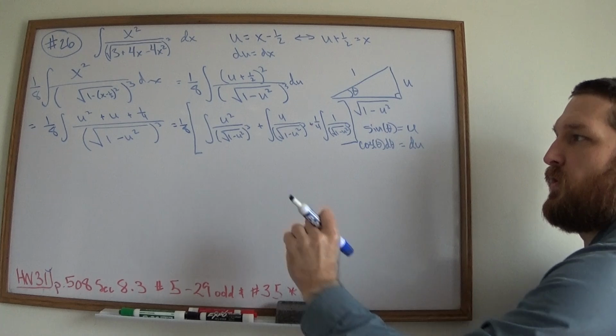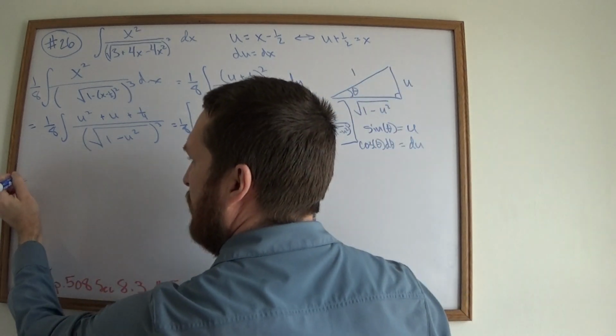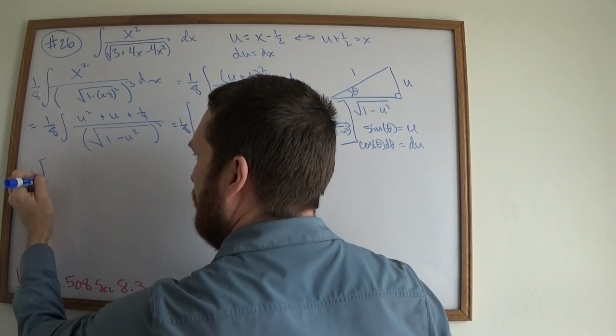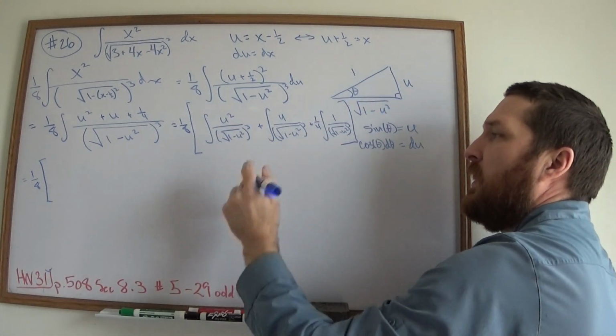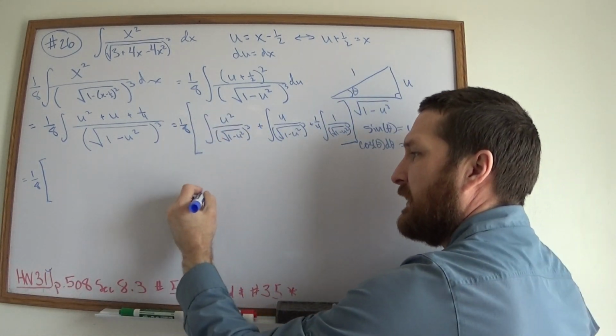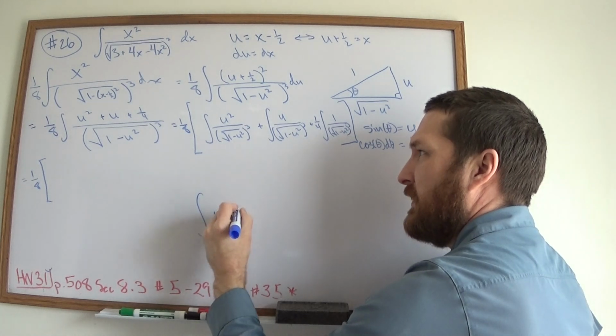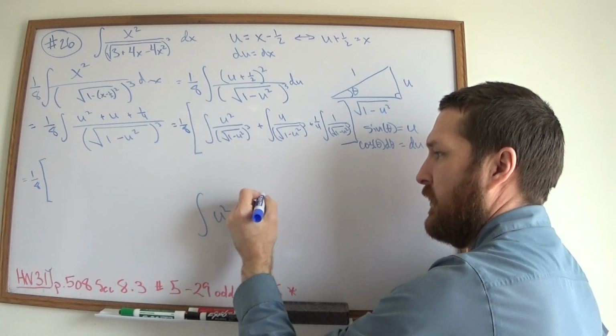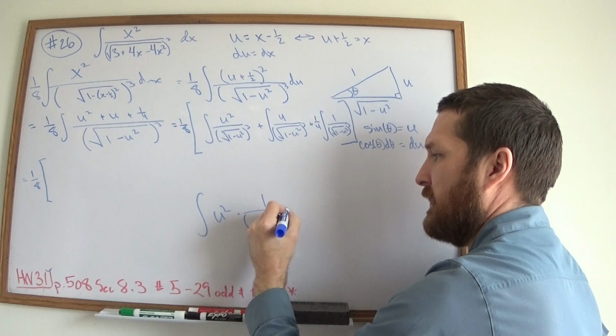Okay, so we have 1/8 times a bunch of stuff. Now, this thing I'm going to split up as the integral of u squared times 1 over that stuff cubed.